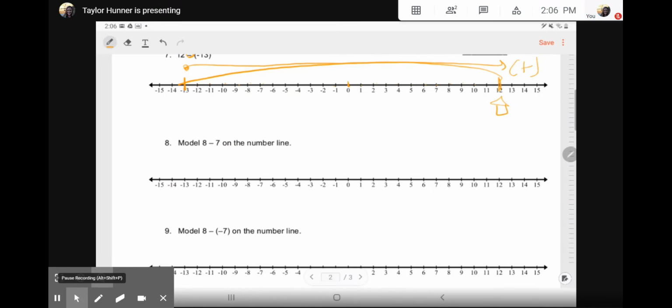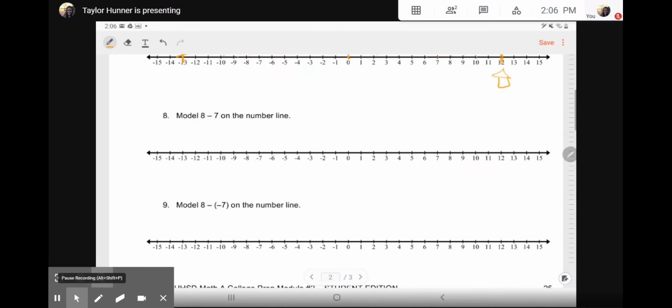All right. Model 8 minus 7 on the number line. Okay, so if I'm going to do 8 minus 7, that's my operation sign. I start here and I end up here. Okay, so I only have a distance of 1, and my difference is I end up here and I have to go back in the positive direction, so my difference is 1. Okay, so our difference is actually our answer. Our distance is just how many points or spaces are there in between the 2 points.